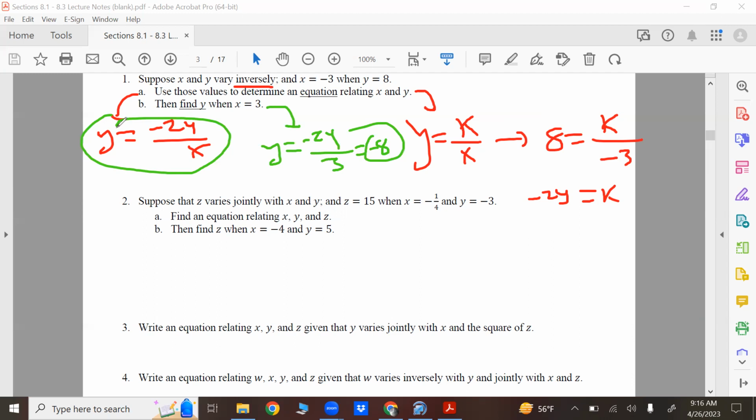Negative 2Y? That's negative 24. Oh, sorry. My handwriting is bad. No, I need to do better. Well, thanks. Okay. So negative 24.